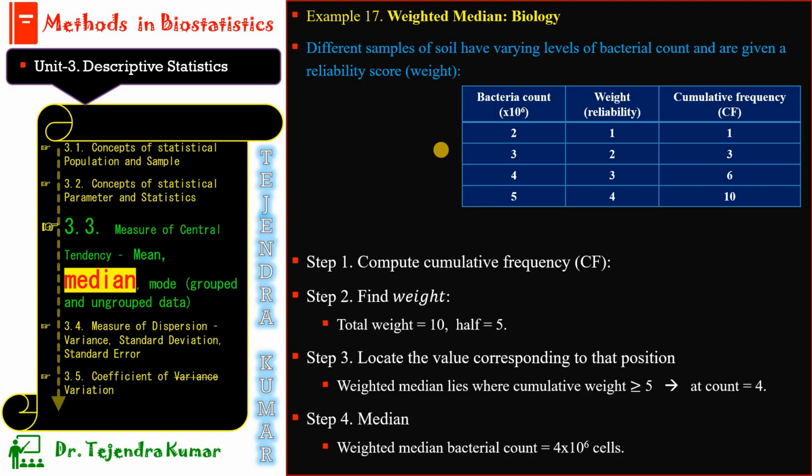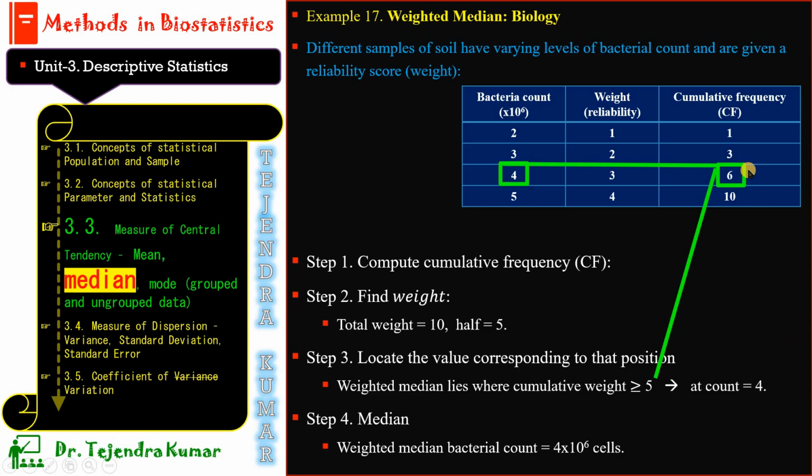Now in the second step we will find the weight. Total weight is 10. So half is 5 because n by 2. Similarly we are taking cumulative frequency as weight. Okay. Now locate the value corresponding to the position, because the weighted median lies where the cumulative frequency is higher than or equal to 5 in the table. So let's see, this is 6 and the corresponding value is 4. So at the count 4.